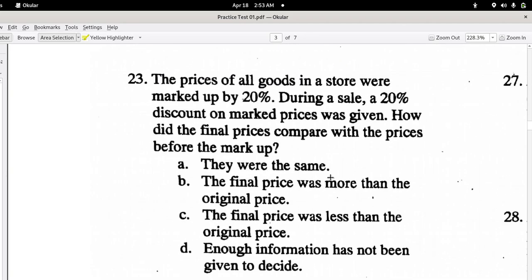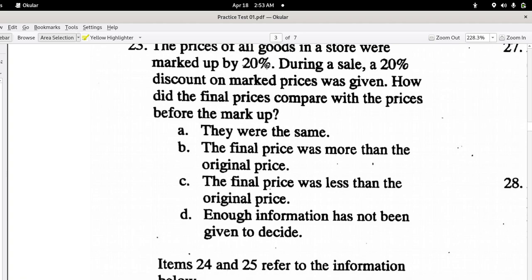The prices of all goods in a store were marked up by 20%. That means you have a 20% increase. Now, during a sale, a 20% discount on that was given. How did the final prices compare with the prices before the markup? Now, don't make a mistake here.